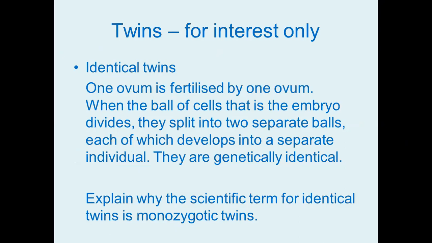So remember that in terms of the genetics, so the genes that the individuals carry, there are two different kinds of twins, identical and non-identical or fraternal. So let's talk about identical twins first. So what happens here? The mother releases a single ovum.